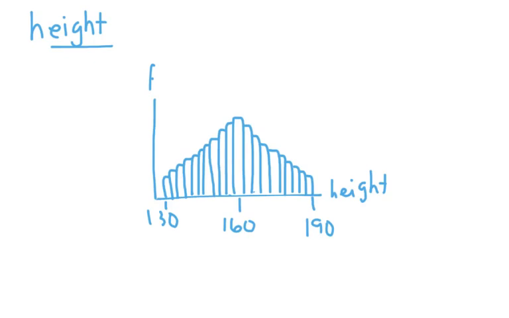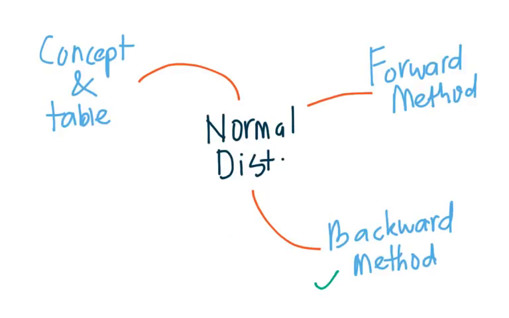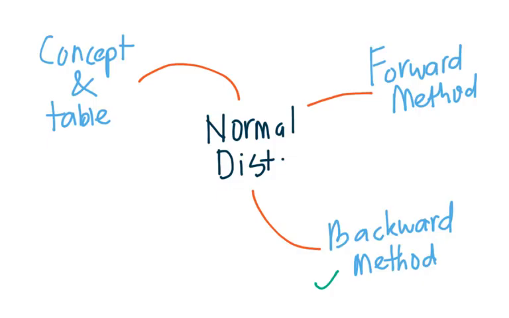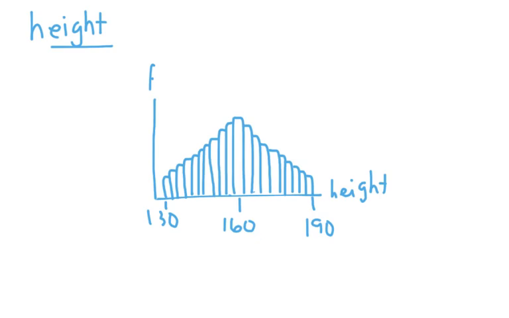Let us go back to the cover for the chapter, which is this one. We can see that the normal distribution looks like this smooth line, which is the bell curve. So the normal distribution looks like a bell-shaped distribution, also known as a bell-shaped distribution. That is, the normal distribution looks like a bell.